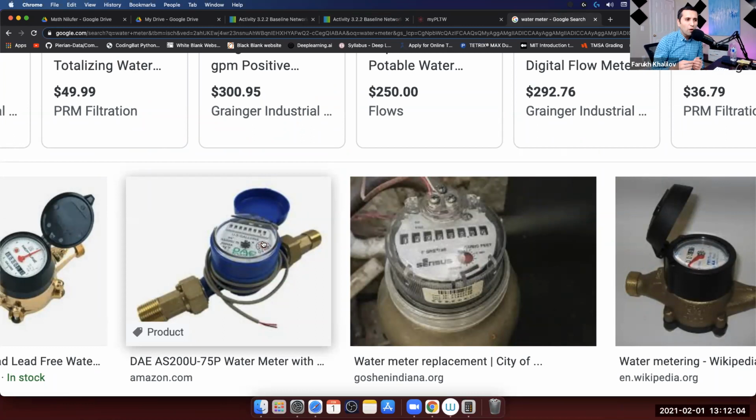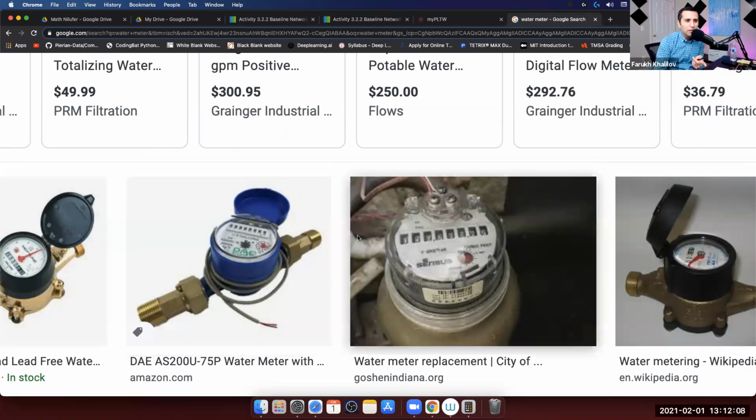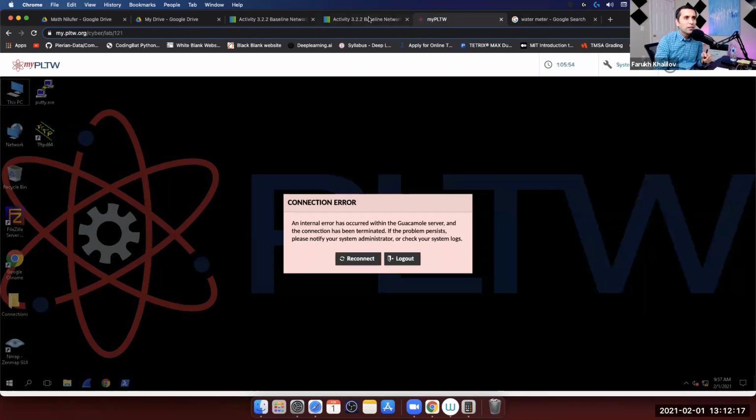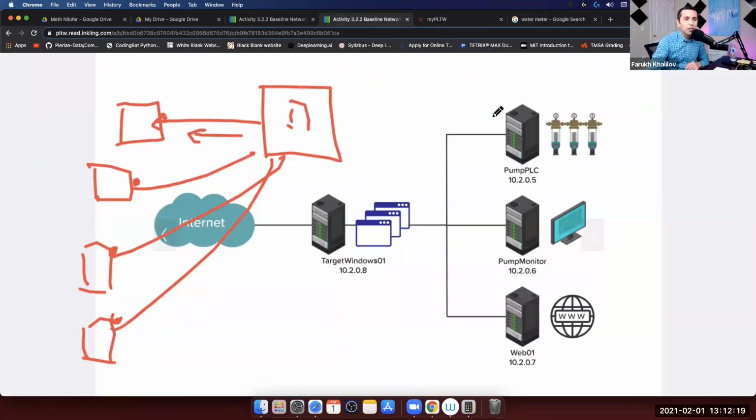But this is kind of an old school meter. It's not digital, but you see they have some numbers here. But those signals are going to be sent to that central location. They are going to be sent to here. And on these computers, right now we have three different servers.